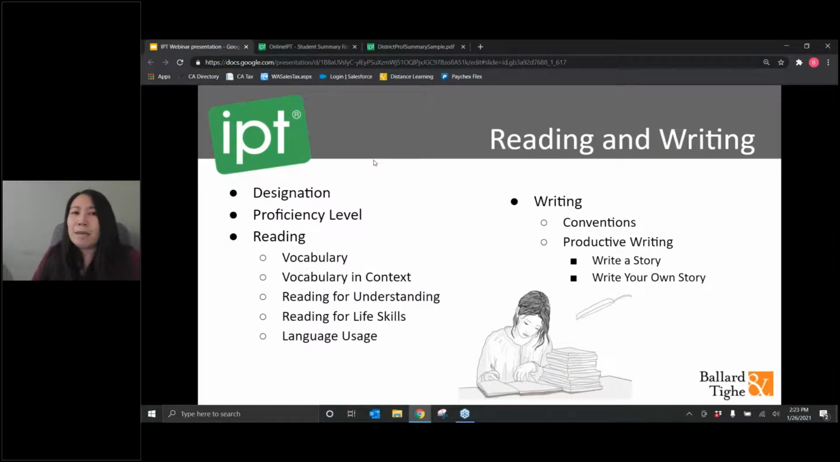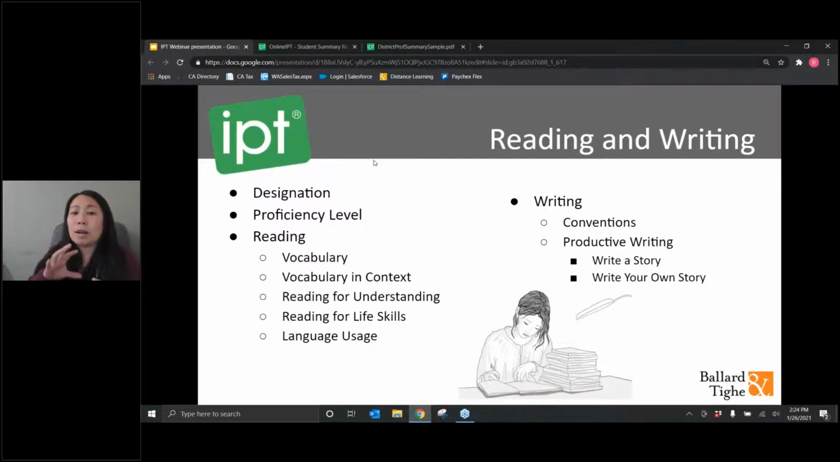So in the IPT reading and writing, in the report itself, you're going to see the designation, the proficiency level. Yes, those are very important, but also a breakdown of vocabulary and context. So a student may be strong in vocabulary, but in vocabulary and context, they don't really understand how to use a word in context, or the flip of that, maybe they're weak at vocabulary, but in context, they do a lot better. We're going to talk about reading for understanding, reading for life skills, and definitely language usage.